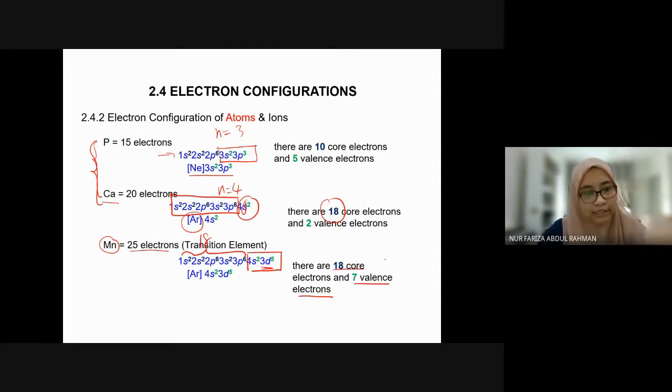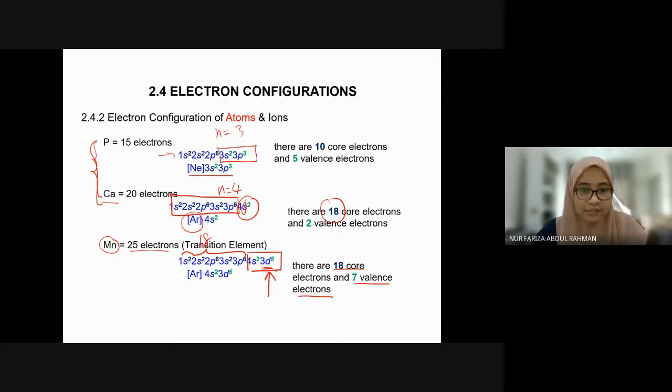That means you have to be alert for transition elements. How do we know that it is a transition element? Tengok dia punya tips: when you write the electron configuration, tengok dia ends with d orbital or not. If it ends with d orbital, like what we have for manganese, that means dia adalah transition element. Tips number 1.